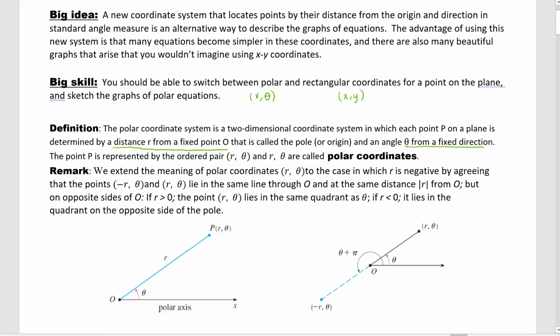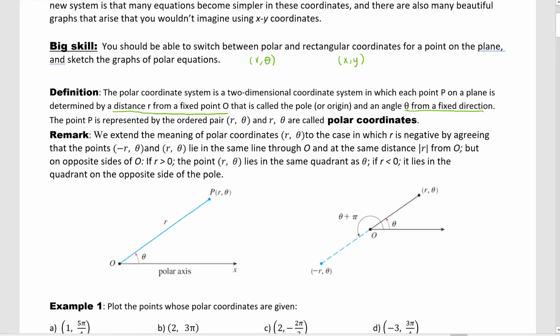So we extend the meaning of polar coordinates to the case in which r is negative by agreeing that the points (-r, theta) and (r, theta) lie on the same line through the origin and at the same distance, absolute value of r, from the origin, but on opposite sides of the origin. So if r is positive, then the point (r, theta) lies in the same quadrant as theta. If r is negative, then it lies in the quadrant on the opposite side of the pole.